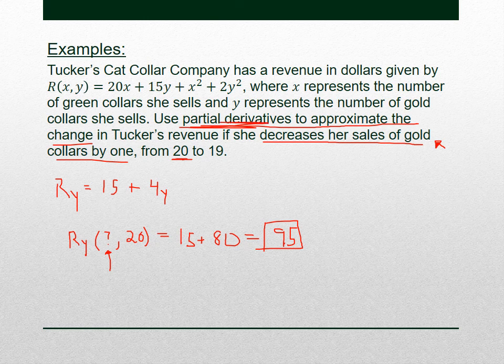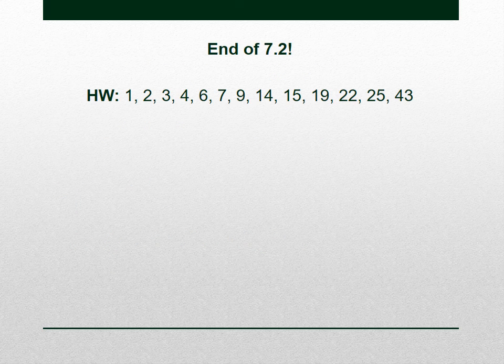The idea here is just that for partial derivatives to approximate, you're going to take the partial derivative that has to do with the thing that's changing, and then if you're increasing or decreasing, whichever one it is, you plug in the original amount.